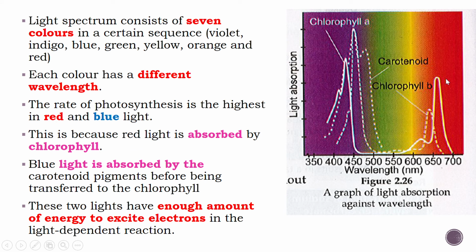Why? Because red light is the one absorbed by the chlorophyll. Blue light absorbed by the carotenoid pigments. Ini pun photosynthetic pigment ini. Okay, before it is being transferred to the chlorophyll lah. Maksudnya ini directly by the chlorophyll. This one is by the carotenoid. Then later on also being transferred to the chlorophyll. Dia punya light ini akan sampai juga kepada chlorophyll.